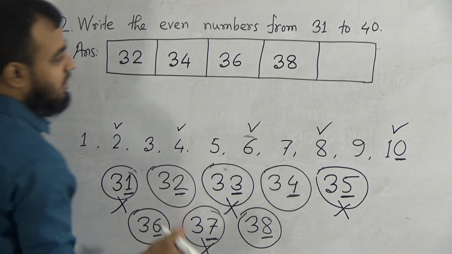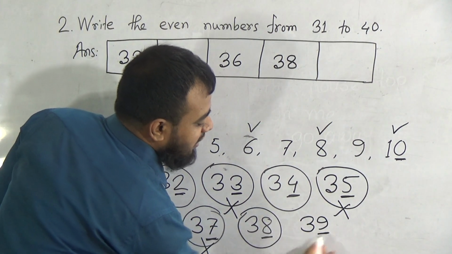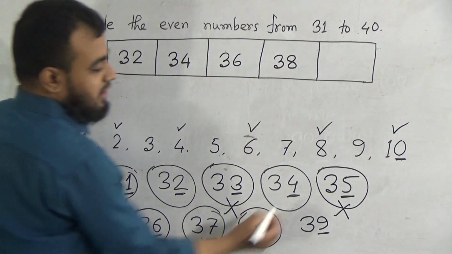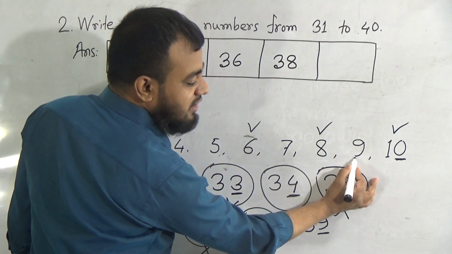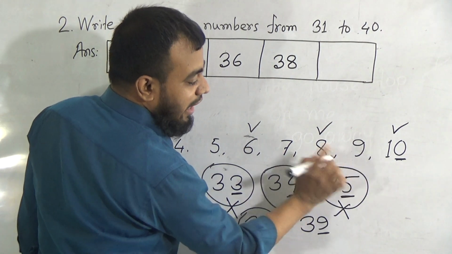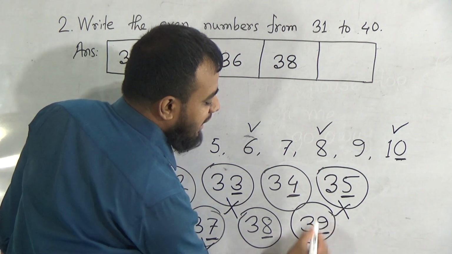Okay. After 38 the number comes which is 39, my dear students, and look, 9 in the ones place of 39. That means we should check whether 9 is even or odd. That means 9 can't make the pair, my dear students. So 9 is not an even number. So 39 is also not an even number.